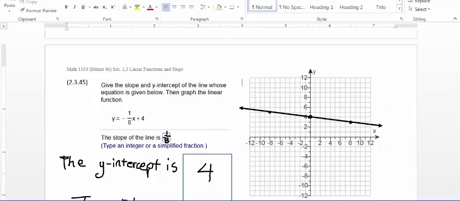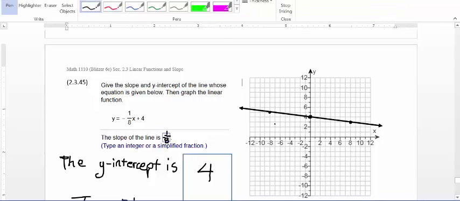One set of movements up and left gives you the leftmost point. The other set of movements to move 1 unit down and 8 units right gives you the second point on the line. All right, and this is how you would graph the line using the slope and the y-intercept.